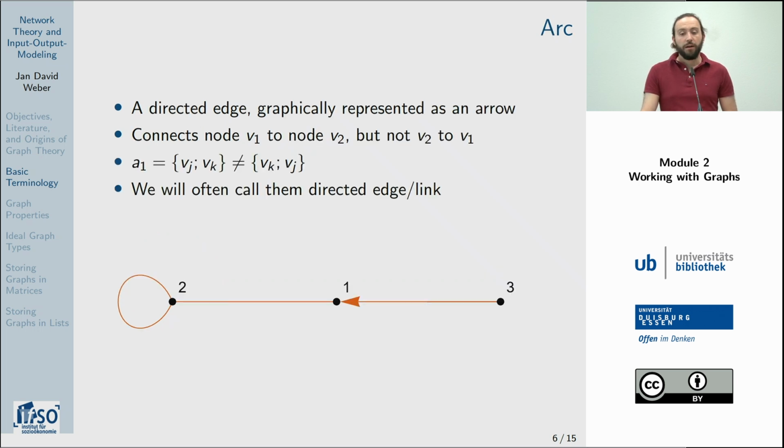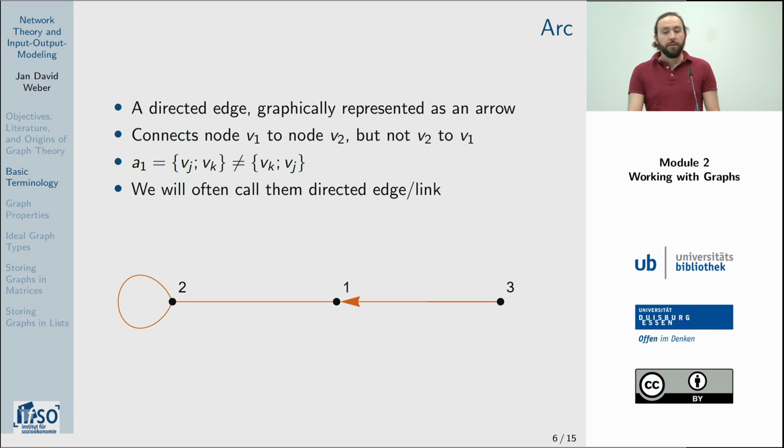We can go on. We can have an arc. An arc is a directed edge, graphically represented as an arrow. So you see here in the graph at the bottom that node 3 is connected to node 1 only in one direction. So we have the connection from node 3 to node 1, but not the other way around. Quite often they are not called arcs, because that is a little bit of a weird name. We call them directed edges or directed links, which is way more intuitive.